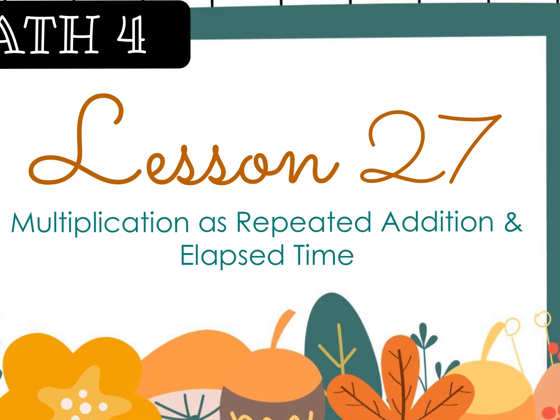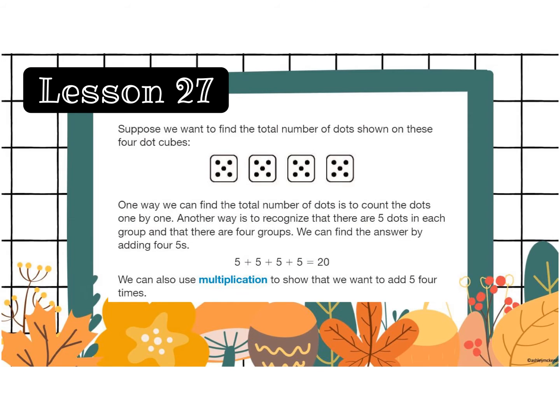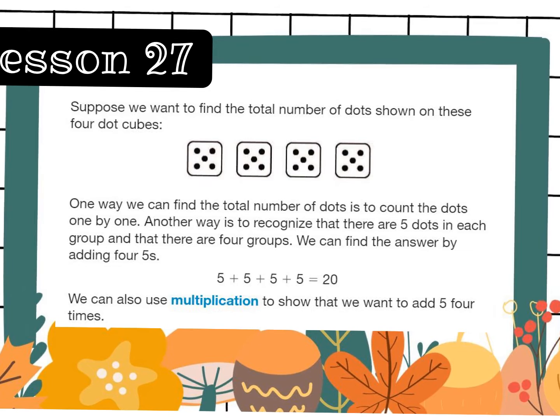Okay, today for lesson 27, we're talking about multiplication as repeated addition and also elapsed time. If you want to follow along, we are on page 178 in your book. 178 starts our lesson. Suppose we want to find the total number of dots shown on these 4 dot cubes.